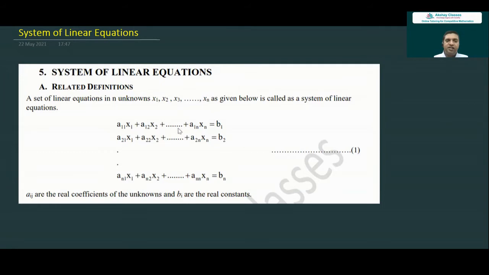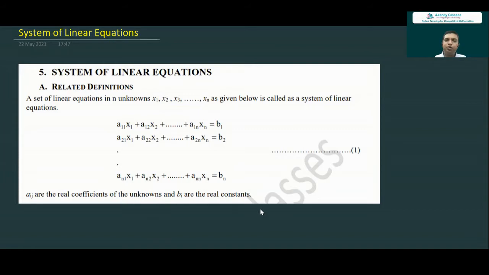These aij, this a11, a12, a21, a22, all these, they are real coefficients of the unknowns, and b1, b2, bn are constants. Okay, this set is called the system of linear equations.